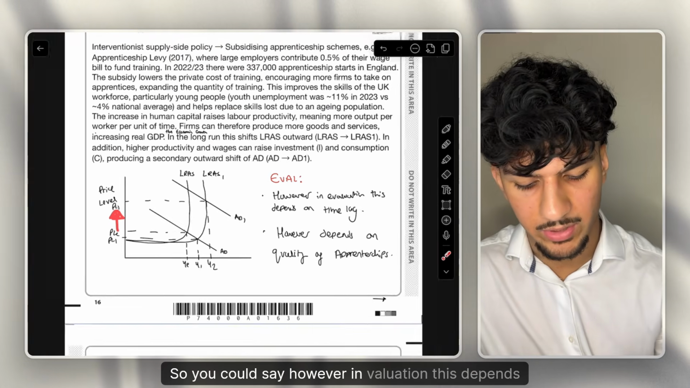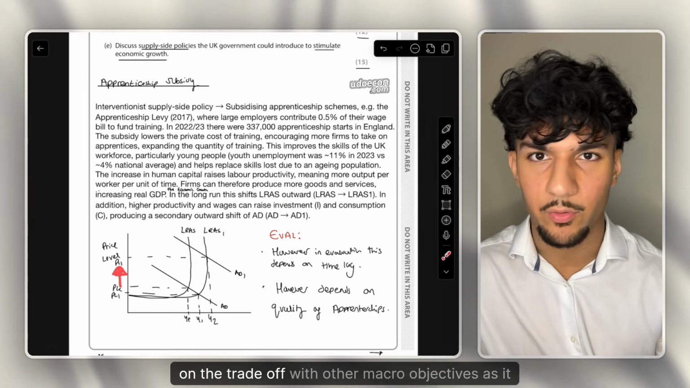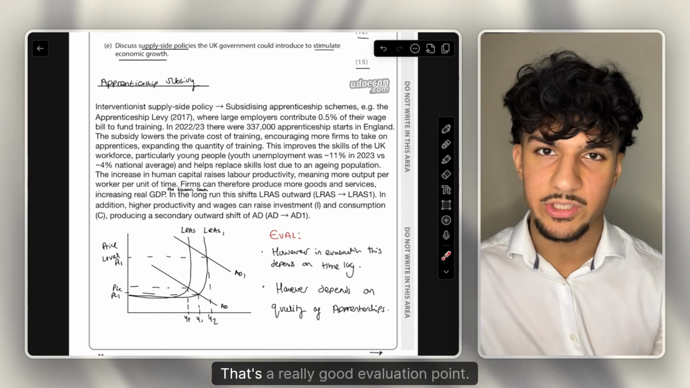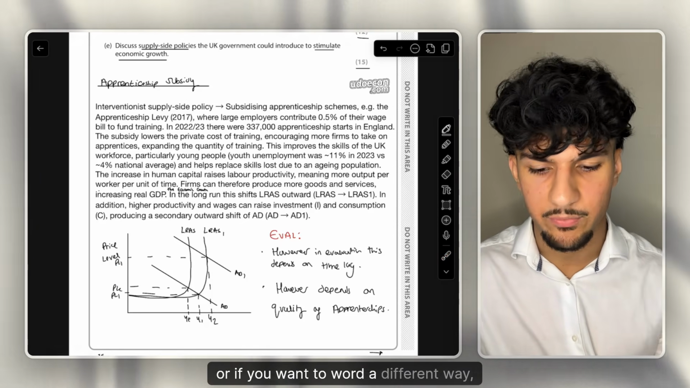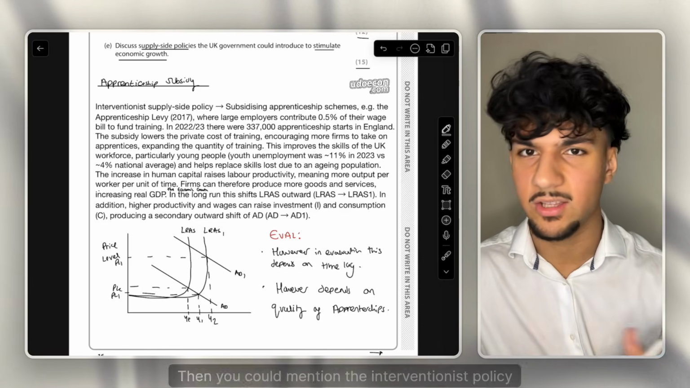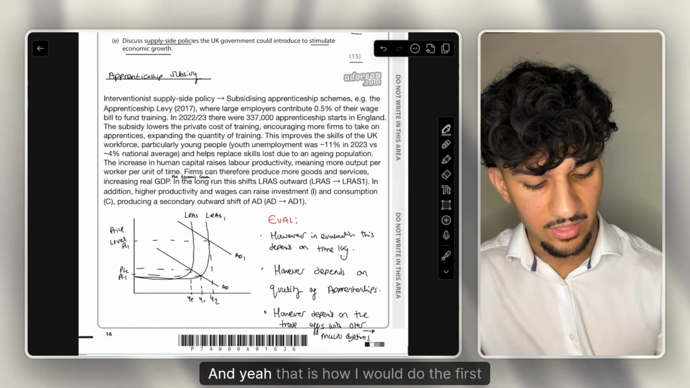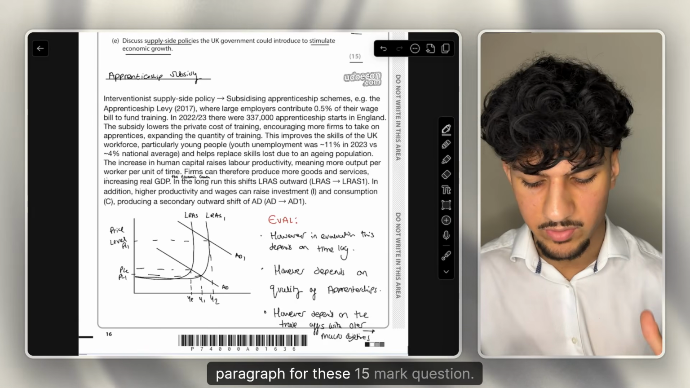So you could say, however, in evaluation, this depends on the trade-off with other macro objectives, as it could lead to high levels of demand pull inflation. That's a really good evaluation point. Or if you want to word it a different way, maybe it leads to a budget deficit. Then you could mention the interventionist policy uses government spending and the opportunity cost of that. And yeah, that is how I would do the first paragraph for this 15-mark question.